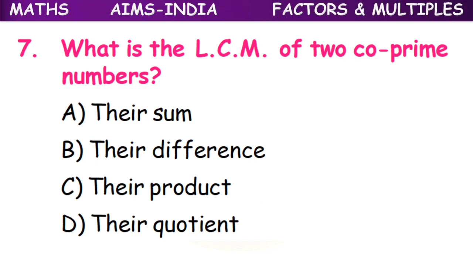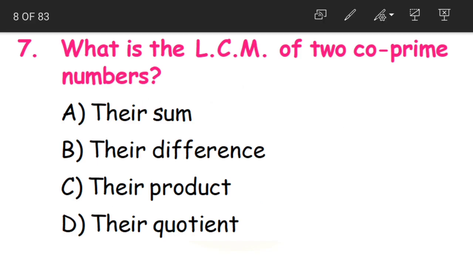Now coming to the next question. What is the LCM of two co-prime numbers? What are co-prime numbers again, children? Co-prime numbers are those two numbers whose common factor is 1. Now see, option A their sum, option B their difference, option C their product, or option D their quotient. Again, what is LCM here? Least common multiple. Now if you don't know, we did not discuss this in our lesson, right? LCM of two co-prime numbers.